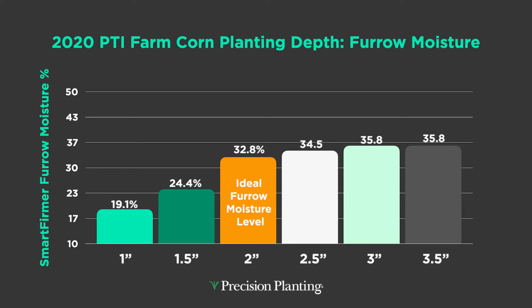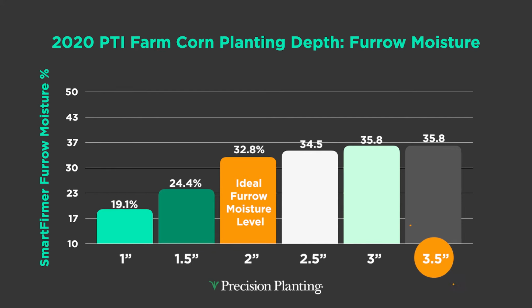Look what happens when we go down to shallow plantings of 1 inch. I told you before, we lost over 36, 37 bushel to the acre. Why? Because we were planting in dry dirt. How dry was it? 19.1% furrow moisture. What should that number be? 33%.